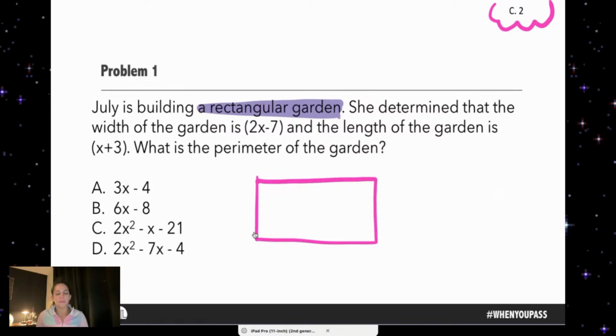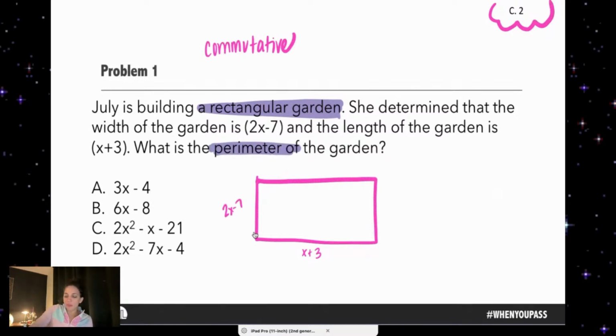GK Math, awesome. She determined that the width is 2x minus 7 and that the length is x plus 3. Now, if you put x plus 3 right here and 2x minus 7 right here, it's not going to change how this problem is solved. So no worries, because addition and multiplication are both commutative, which means they can be done in any order. So what is the perimeter of the garden?